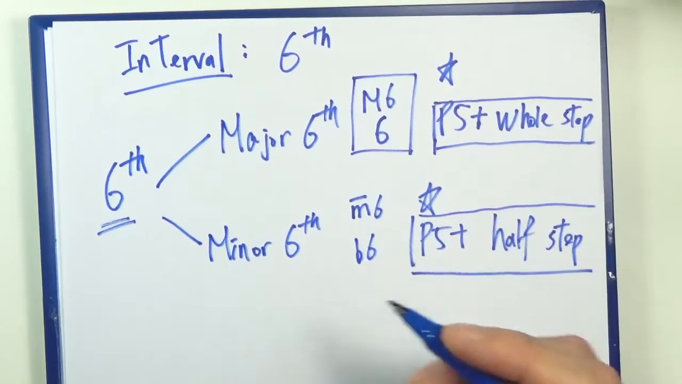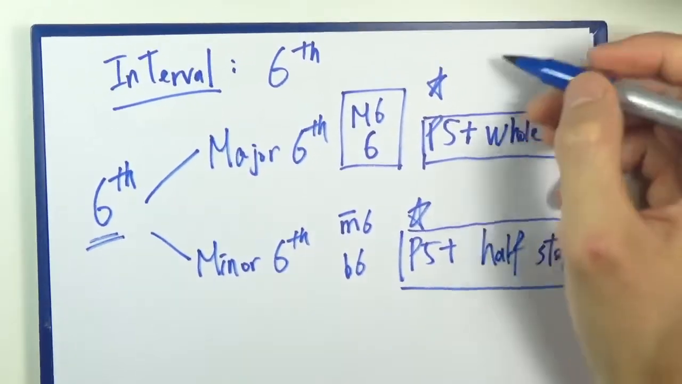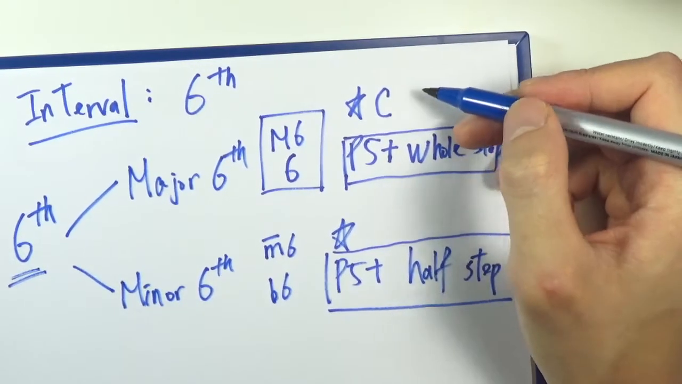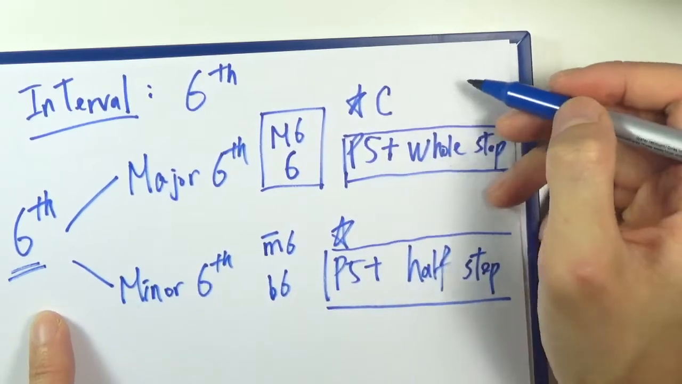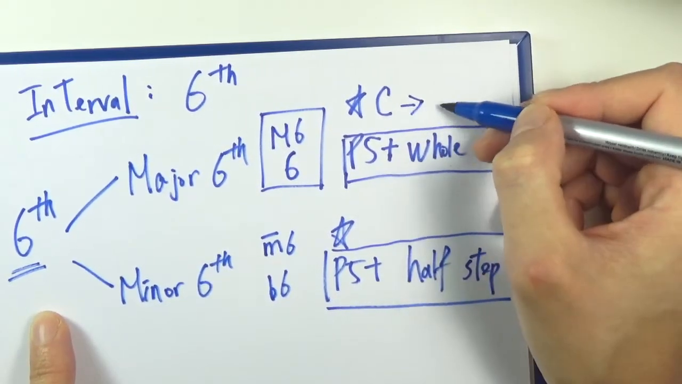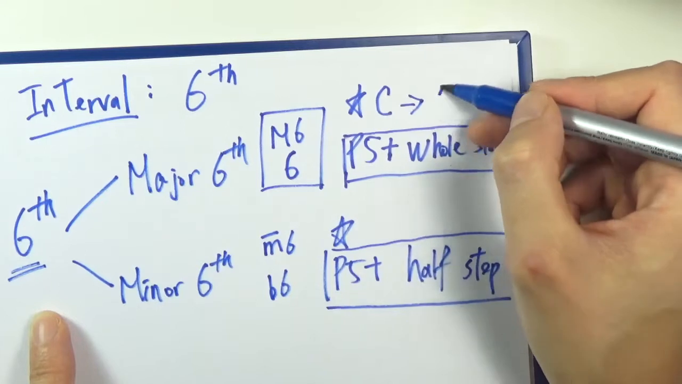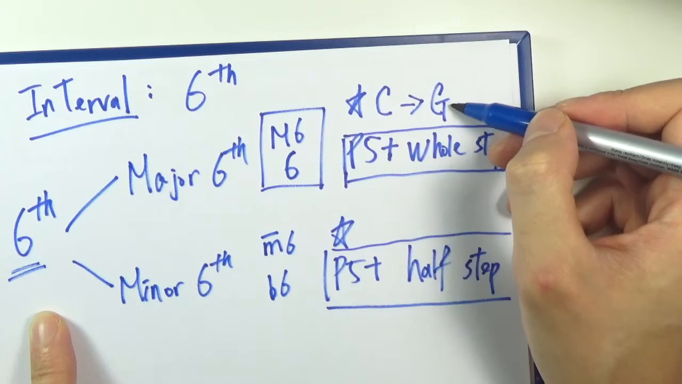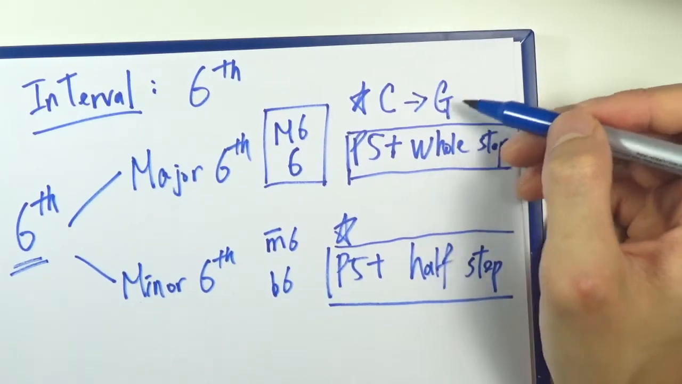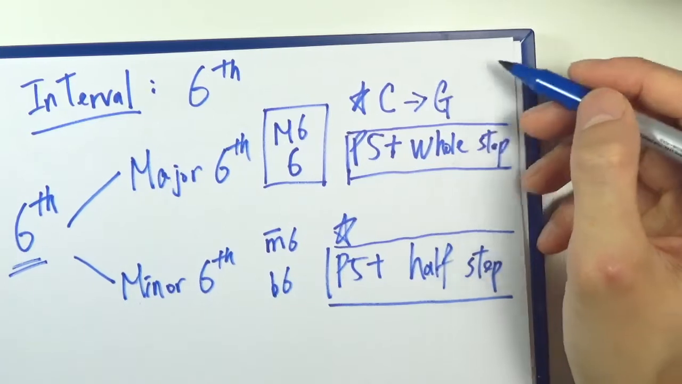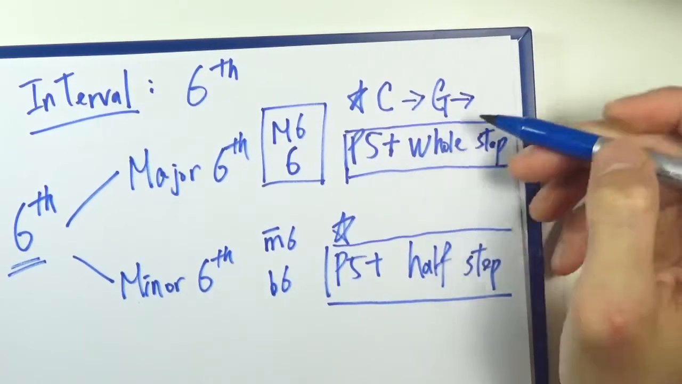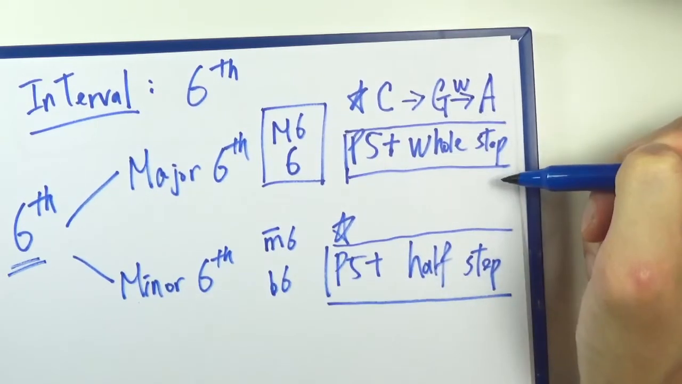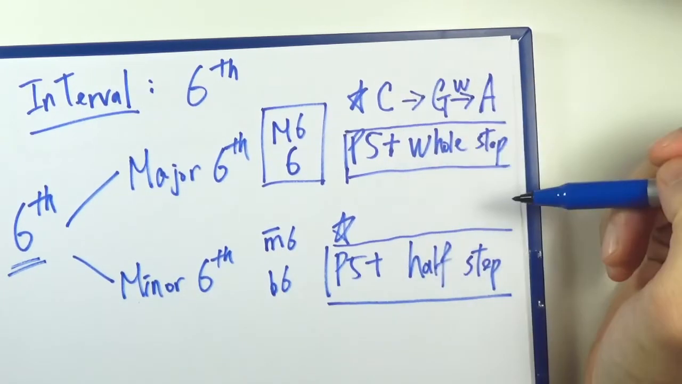So let's do an example. For example, if you go from C, and you want to locate the major sixth of C, the first step would be to find the perfect fifth of C first. So for example, you go to G. If you're not familiar with why G is our perfect fifth here, you have to go back to some of my previous videos on fifths, okay? And then from this point on, you just go up a whole step, G, A. And that's your major sixth. So A is the major sixth of C, all right?